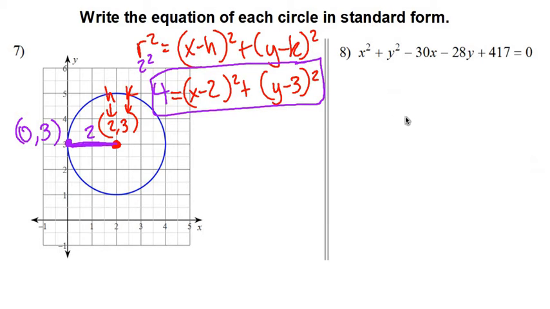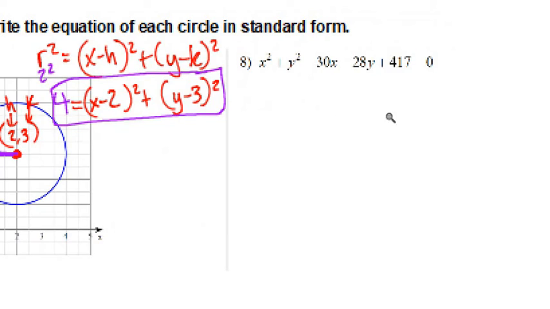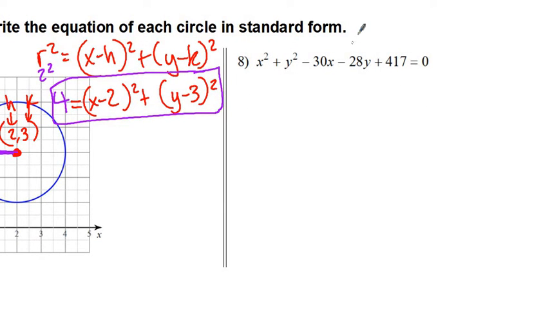All right, so the next one, it's not written in standard form. This is called being written in general conic form. There are 4 conic sections: circles, parabolas, ellipses, and hyperbolas. And circles are probably the more basic one. So we have to do the following.